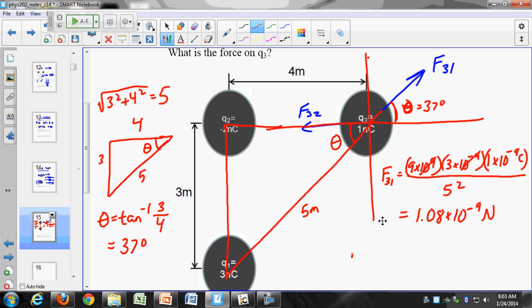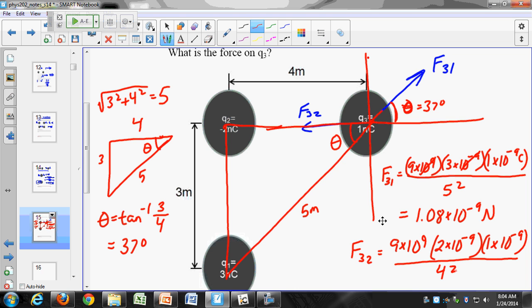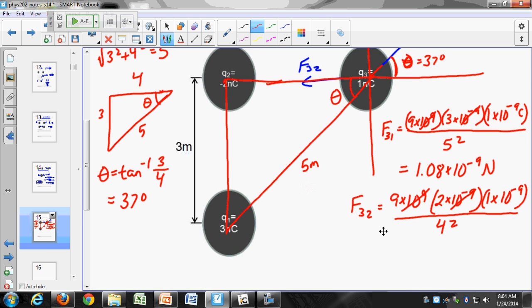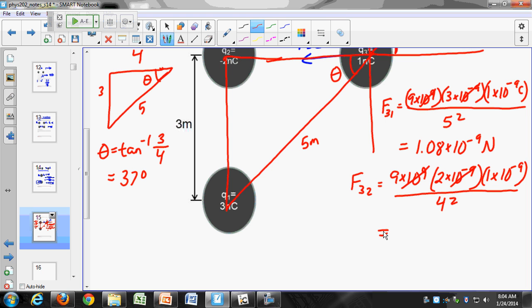Similar way I can find F32. That's Q2, Q1, divided by 4 squared. That cancels with that. It's 18 over 16, which is 1.125.